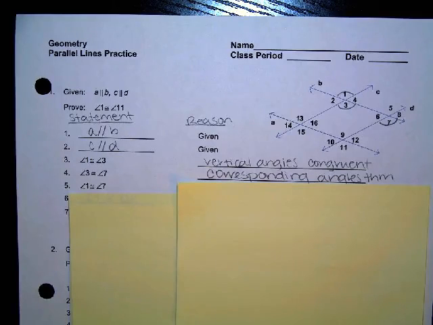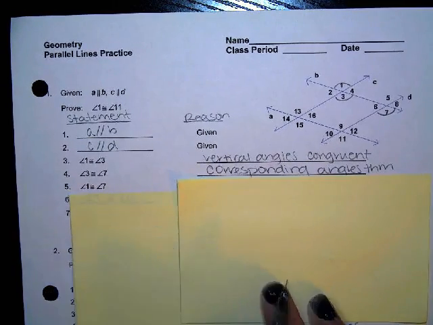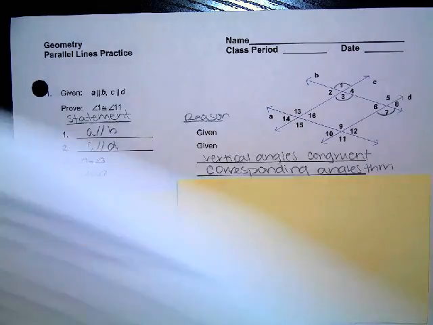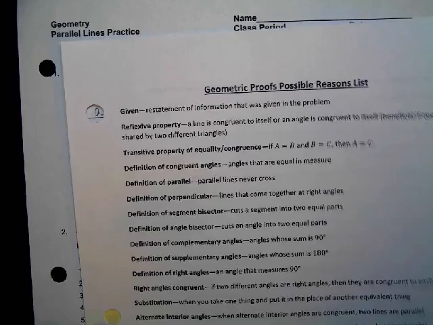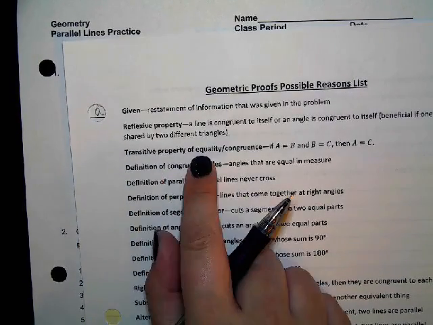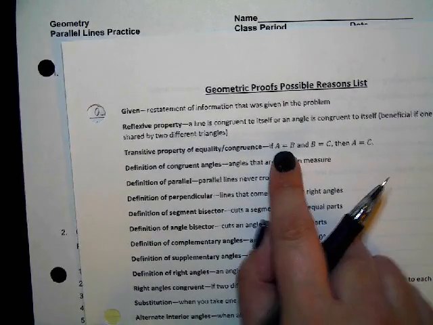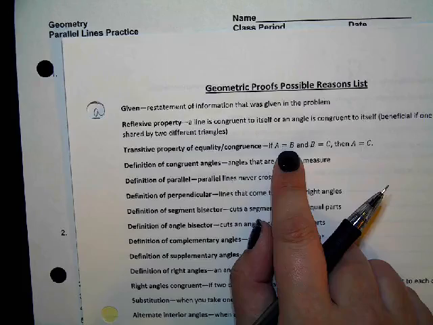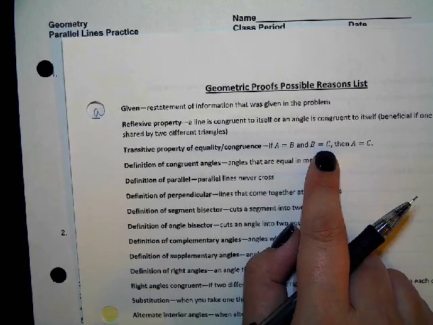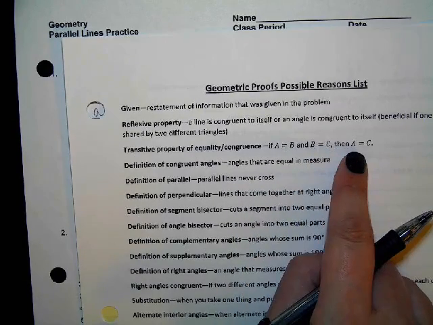All right. Now, it's on your list, but I'm going to tell you another reason that they're congruent. Transitive property of congruence. It says, listen to this, if A equals B and B equals C, then A equals C. Okay, now look what we just did. 1 is congruent to 3 and 3 is congruent to 7, so 1 is congruent to 7. Do you guys see that?